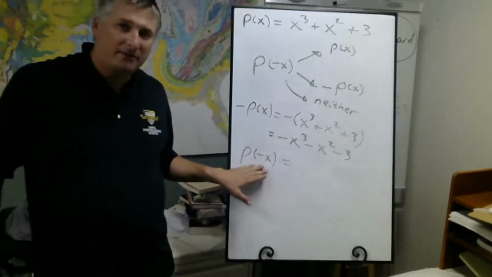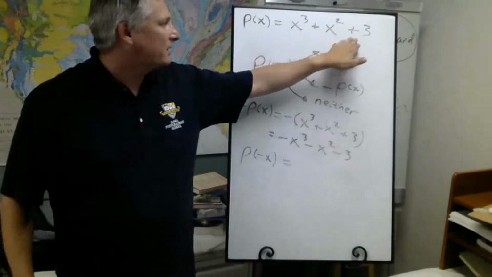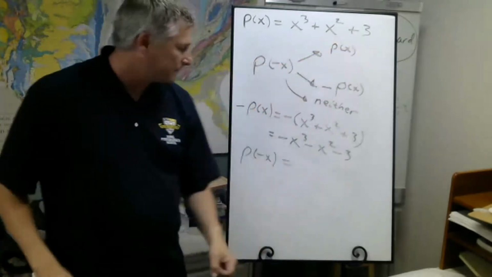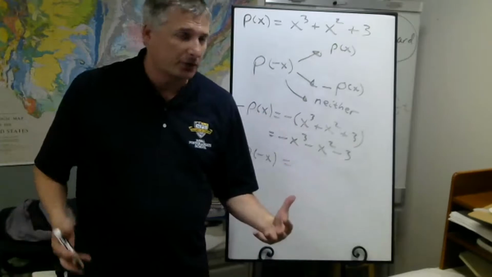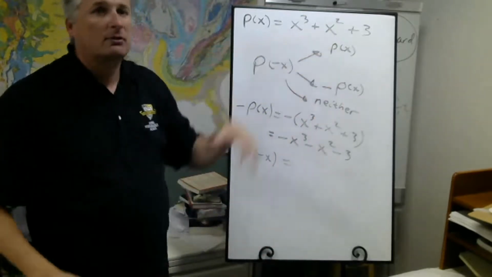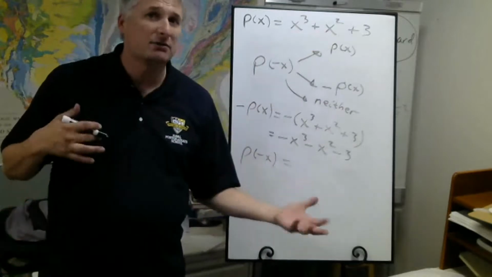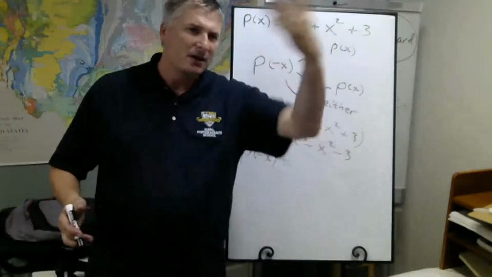We're going to plug in negative x. And when we simplify everything down, if we get this back, we're symmetric about the y-axis. If we get this, though, we're symmetric about the origin. If we get neither this or this, we don't have symmetry across the y-axis or the origin. And we don't worry about symmetry across the x-axis.